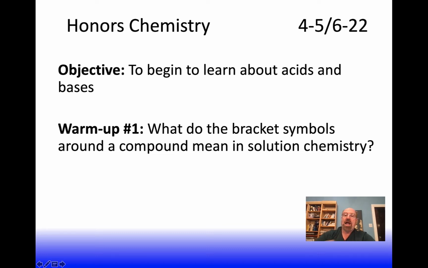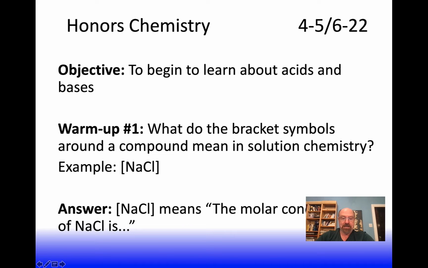So what do bracket symbols around a compound mean in solution chemistry? This holds for acids and bases too that are dissolved in water. The brackets around, for instance, sodium chloride mean the molar concentration of sodium chloride. So it's a way of abbreviating things. You might easily put brackets around NaCl equals, say, 1.00 molar. So that's basically what it means.